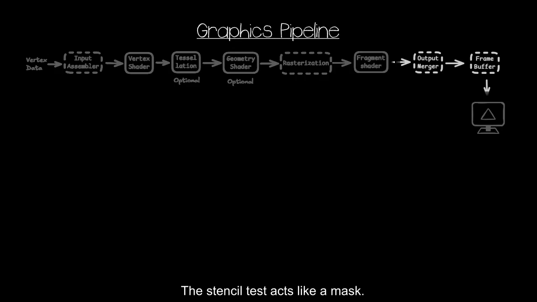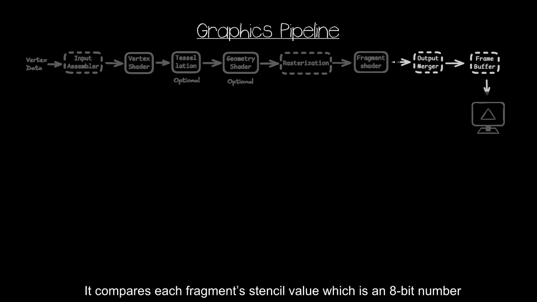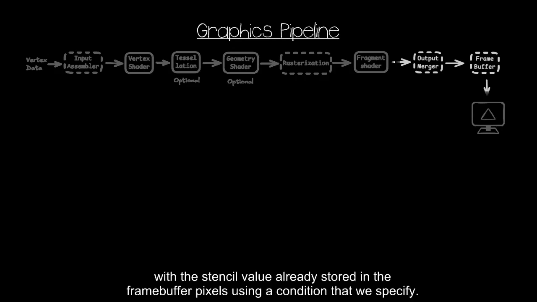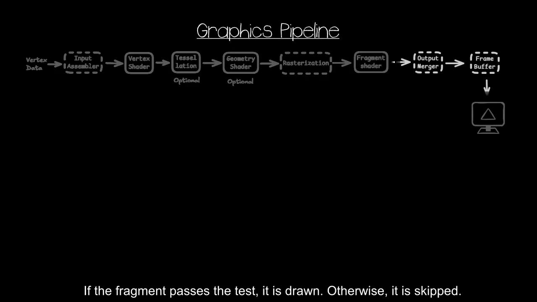The stencil test acts like a mask. It compares each fragment's stencil value, which is an 8-bit number, with the stencil value already stored in the frame buffer pixels using a condition that we specify. If the fragment passes the test, it is drawn, otherwise it is skipped.